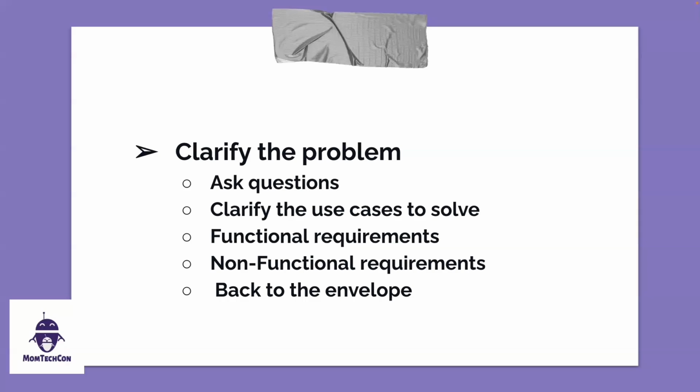The final part of the clarification is to do some calculations to know the scale of your system. You should calculate the following: number of requests per second, ratio of reads against writes, storage necessary in the short and long term. Those calculations will guide you on how you should scale your design, like sharding, caching, replicating.